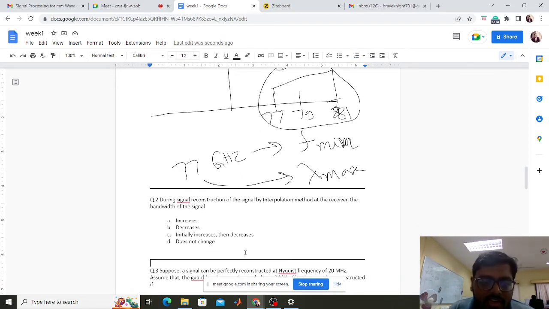Let's go to question number 2. What does question number 2 imply? This says: during signal reconstruction of the signal by the interpolation method at the receiver, the bandwidth of the signal increases, decreases, initially increases and then decreases, or does not change.